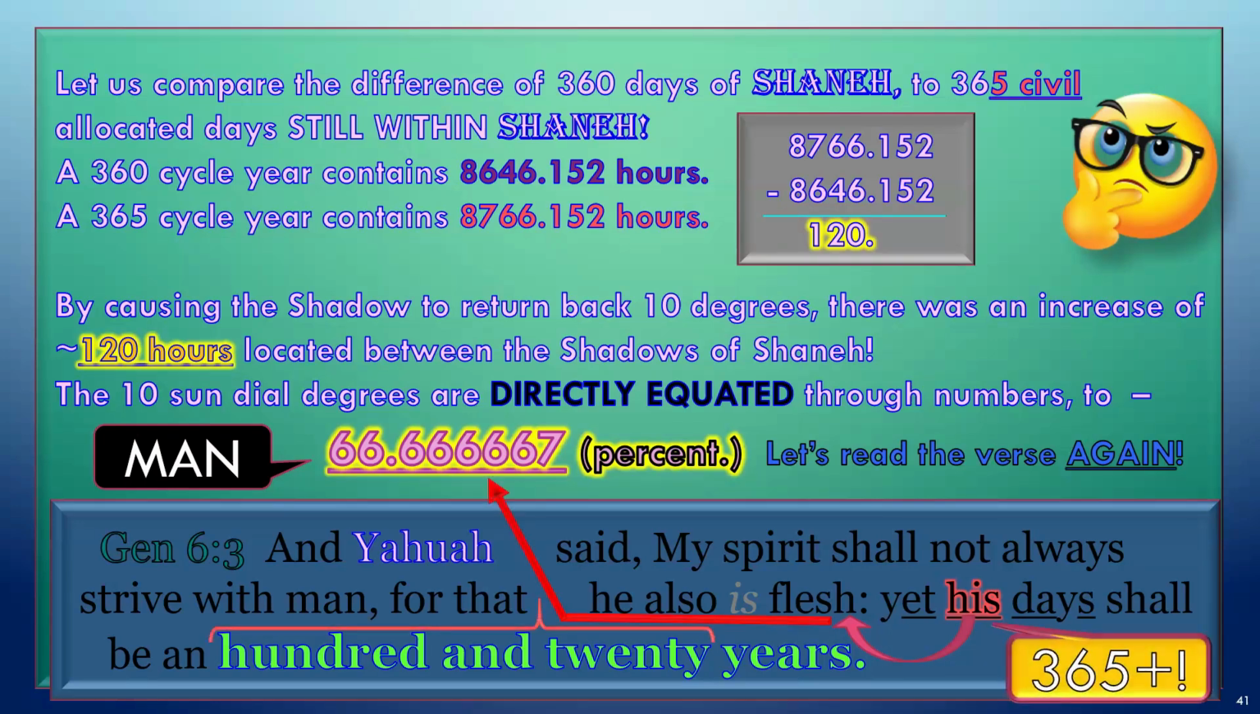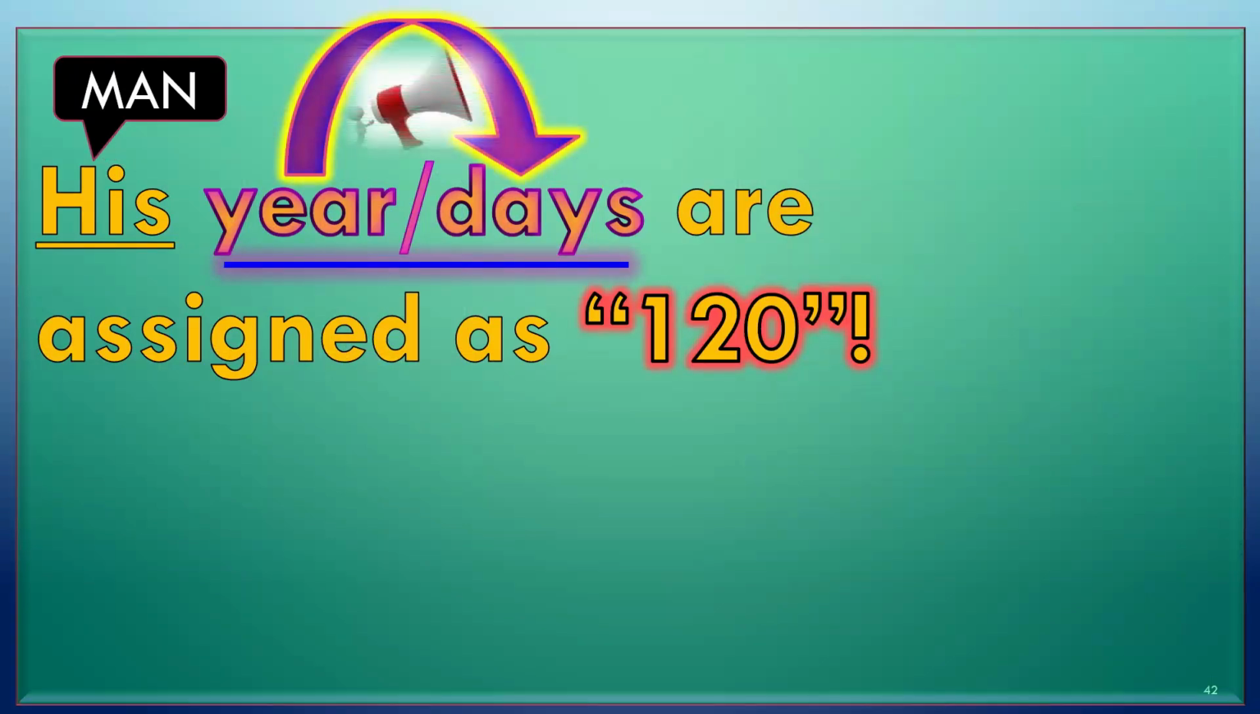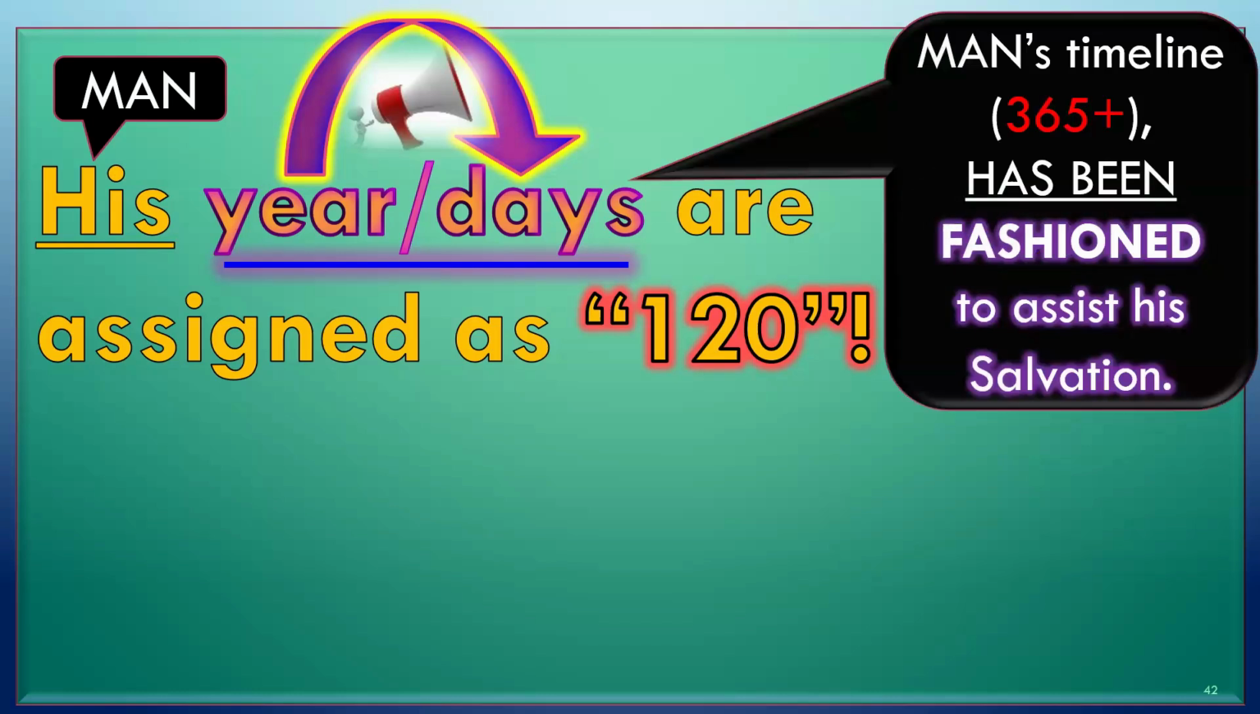And Yahuwah said, My spirit shall not always strive with man, for that he also is flesh, and his days, his 365 plus days, shall be formatted after 120. Those are his years. If I can speak it out like that with the evidence that I have put forth. Outside the box thinking a little bit, maybe quite a bit, but looks very applicable. Very, very applicable. His year days, that's man, his year days are assigned as 120 value.